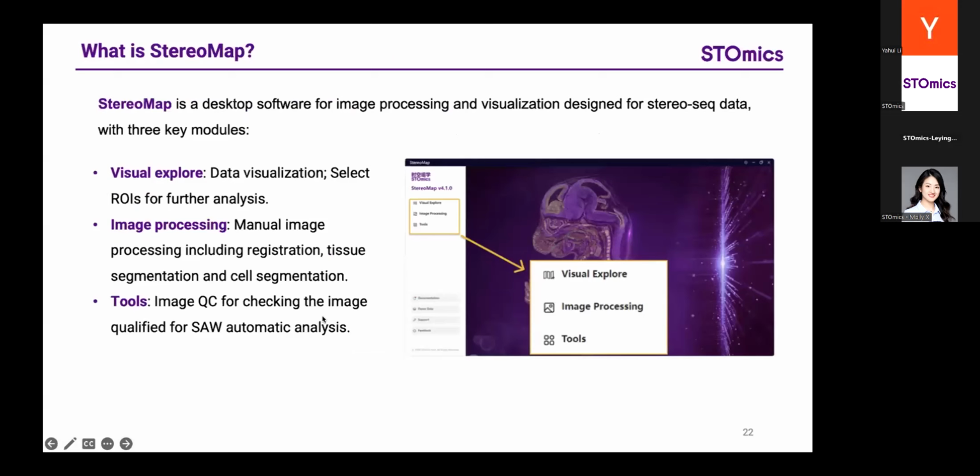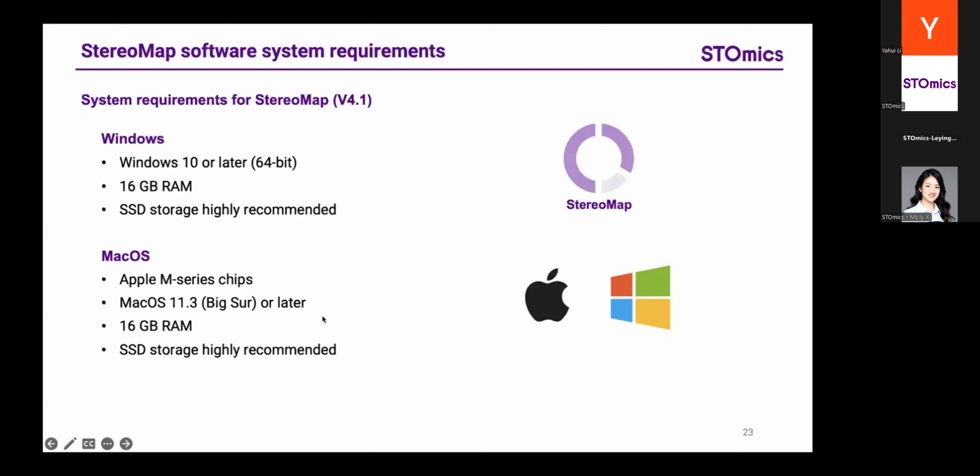Now, what is Stereo-map? Stereo-map is a desktop software for image processing and visualization. It has three main modules: Visual Explorer for visualization of spatial gene expression data and region selection for further analysis; Image processing for manual image adjustment; and Tools, which include the image QC utility. Stereo-map is compatible with both Windows and Mac systems. For both, it requires at least 16 GB memory, and we highly recommend using SSD storage for better performance.